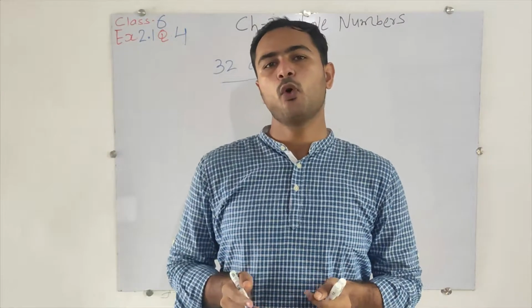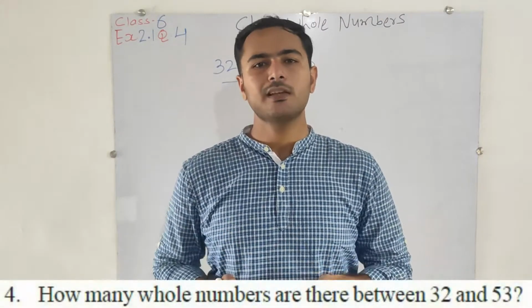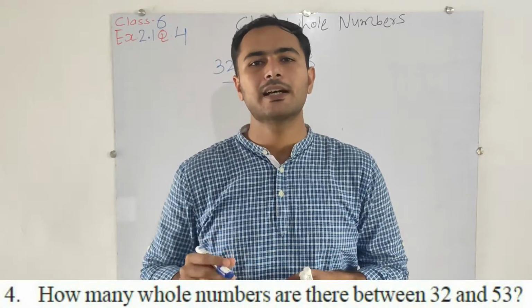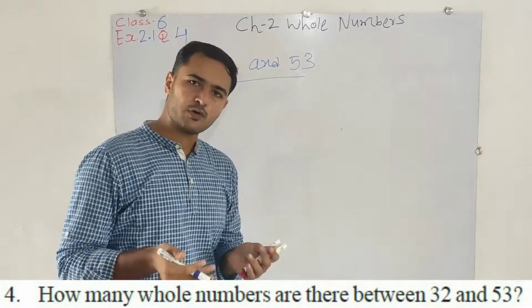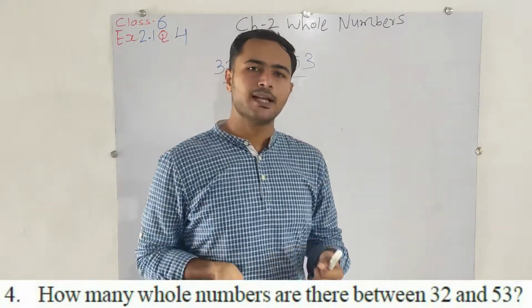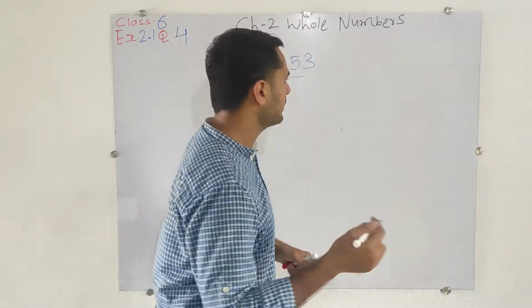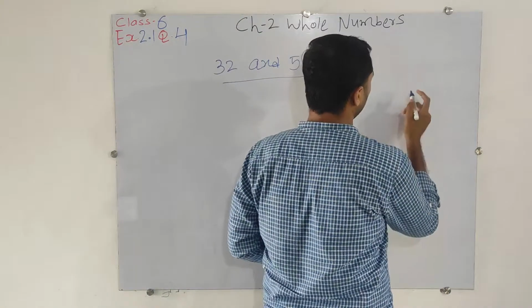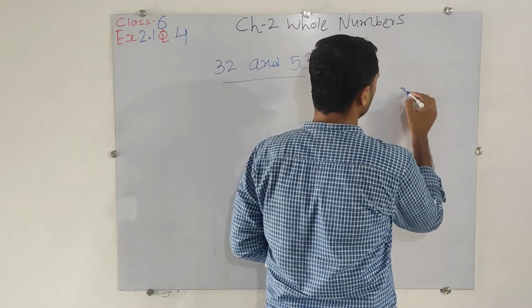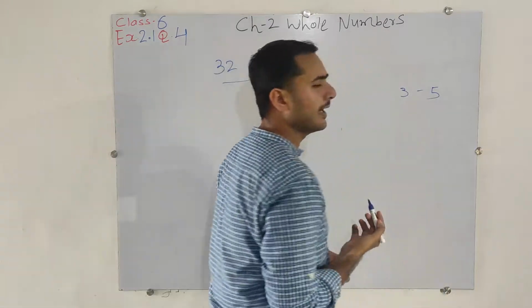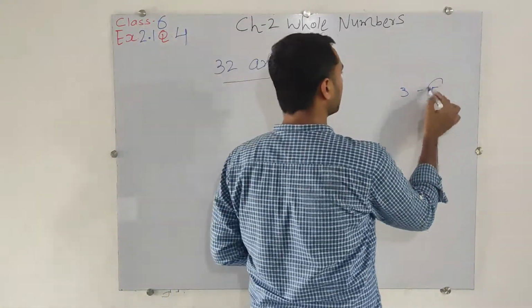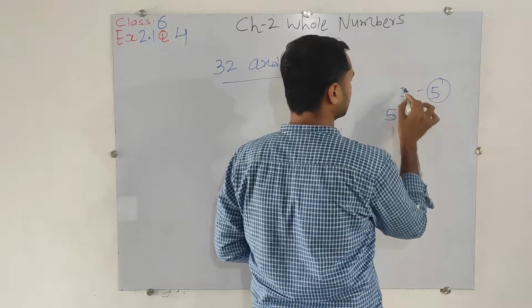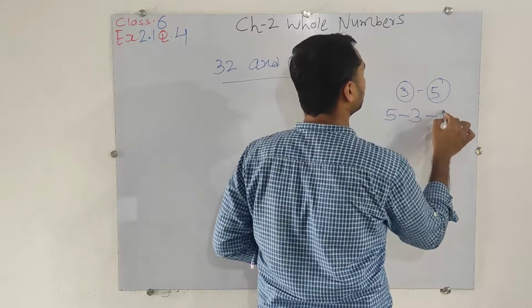Now question number 4, in that we have to find how many whole numbers are there between the numbers 32 and 53. Okay. First of all, let's take one very simple example of how we can do this. Simply, I want to find out how many numbers are between 3 and 5. So how will we find it? There is one formula: first of all, just write down the last number, that is 5, minus the first number, that is 3, and minus 1.